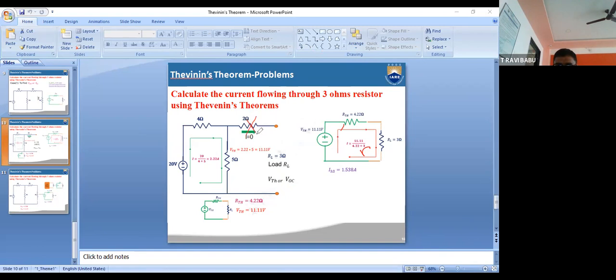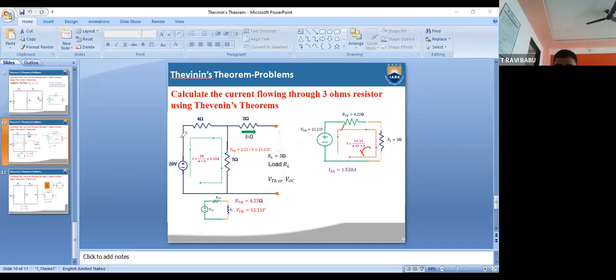So this one is negligible. Here the current is 0. Why? Because it is open circuited. So the current is 0, and this resistor is not useful for your calculation. So the voltage across this one is equal to the voltage across this one also, the same.